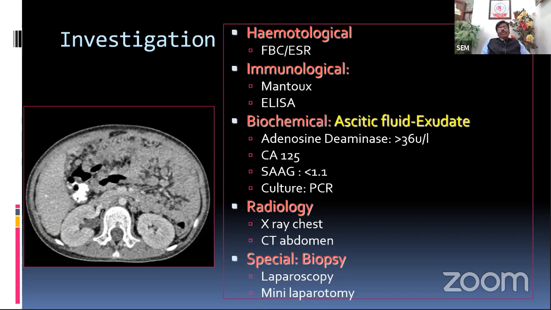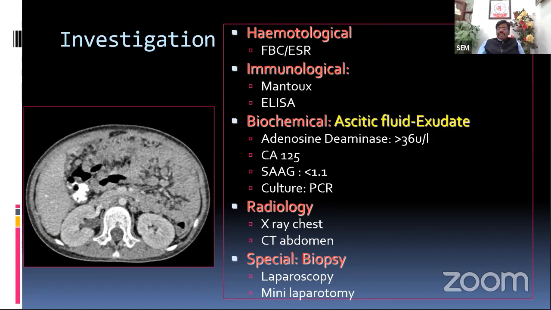Rarely CA125 you can also measure, but it is more important to measure it in the blood, CA125. This is a tumor marker for ovarian cancer. Then you send the fluid also for PCR for the tuberculous bacilli. And I told you already, X-ray chest may show some changes of tuberculosis. CT abdomen will show ileocecal mass, ascites.